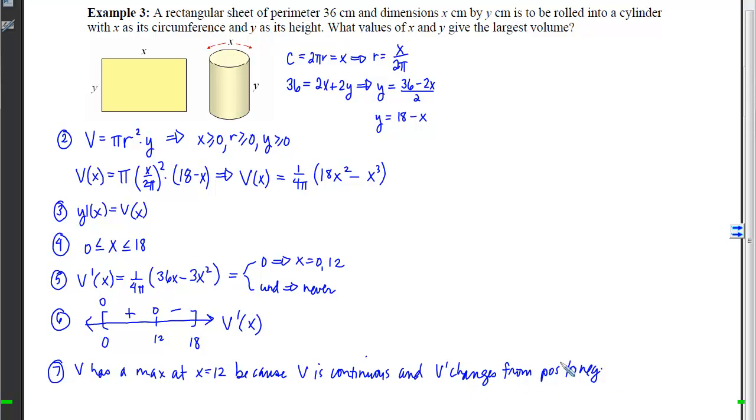Now we did not answer the question yet, because the question is what values of x and y give the largest volume. So we've got to find x and y. X we know is 12, y we have to go find. So we find that x value, we come up to the relationship between y and x, and we have 18 minus 12. That gives us a 6. Make sure you include the units, and we're done.